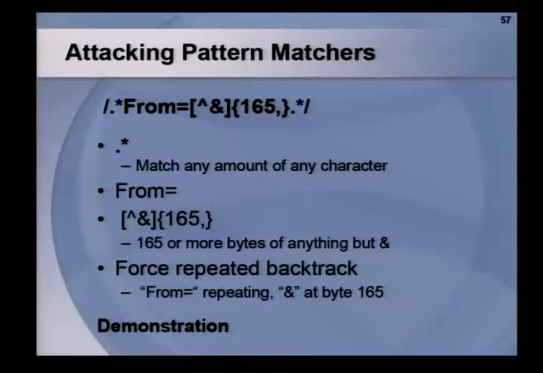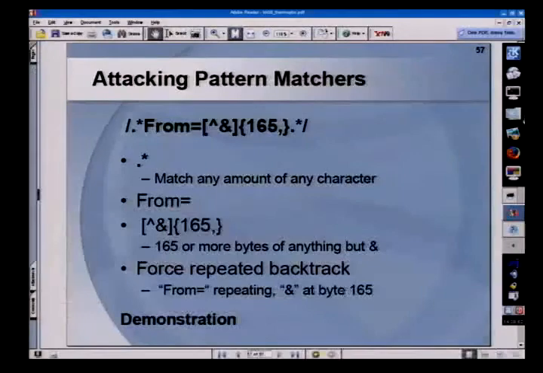And then what it will do is process that data over and over again. So how do you force the backtracking? If you say from equals over and over and over again, and then every 165 bytes you insert an ampersand, well, none of the froms are going to match, but the regular expression engine has to check every single from equals, scan forwards at least 165 bytes and look for an ampersand. If it doesn't see an ampersand, it says, okay, now go to the next from. Well, if you insert a whole number of froms, you can make that take forever. We'll go ahead and do a quick demo of that.